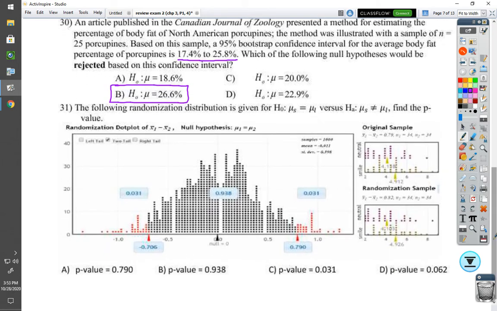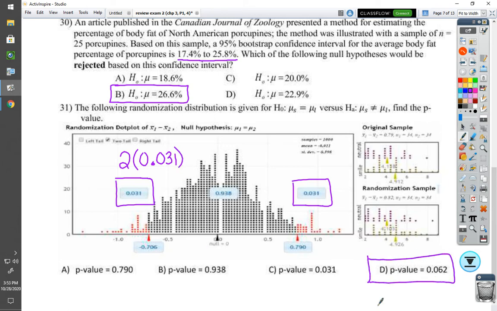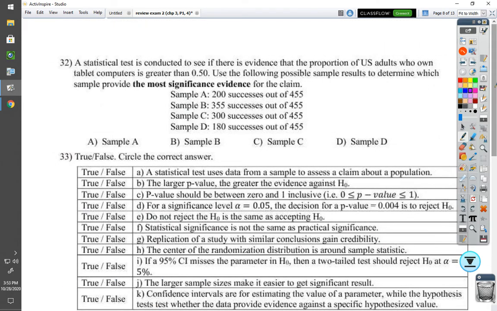Number 31, the following distribution is given for H sub 0, mu S equals mu L, and H sub A is not equal, so we have a two-tail test. Find the p-value. Okay, well, notice that this is a p-value, but at the same time, because it's two-tailed, it's 2 times the p-value of 0.31. Our p-value is 0.062. We always double when we run a two-sided test.